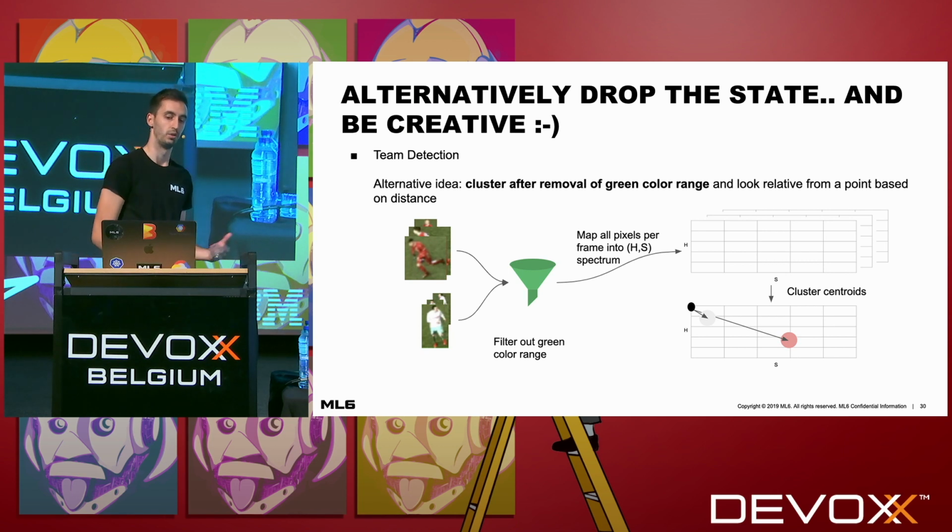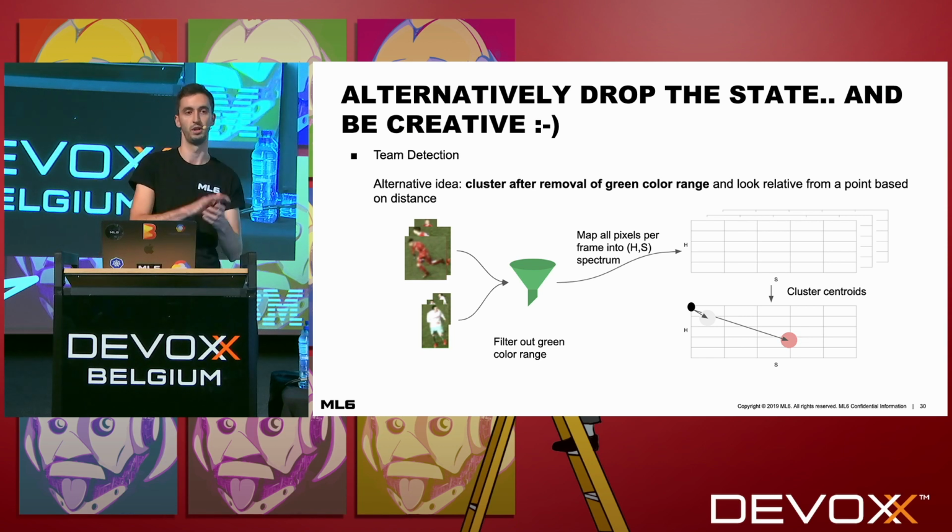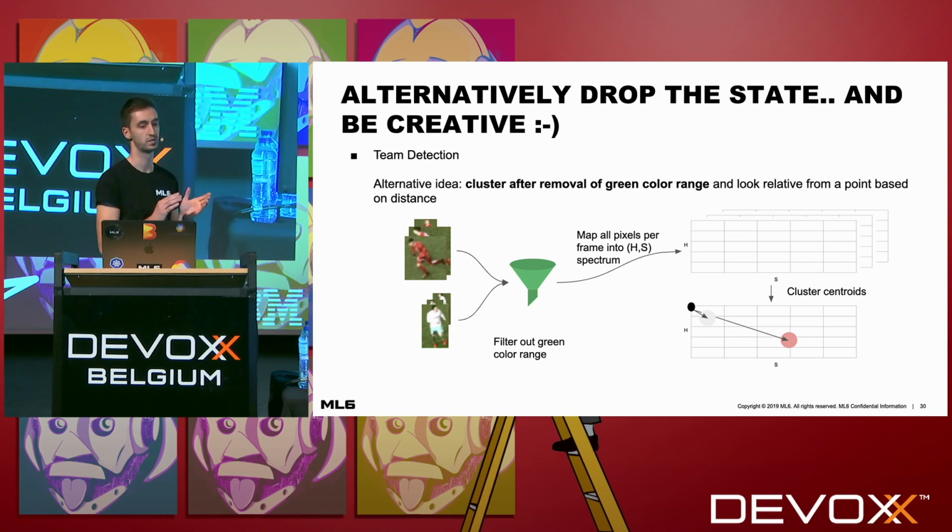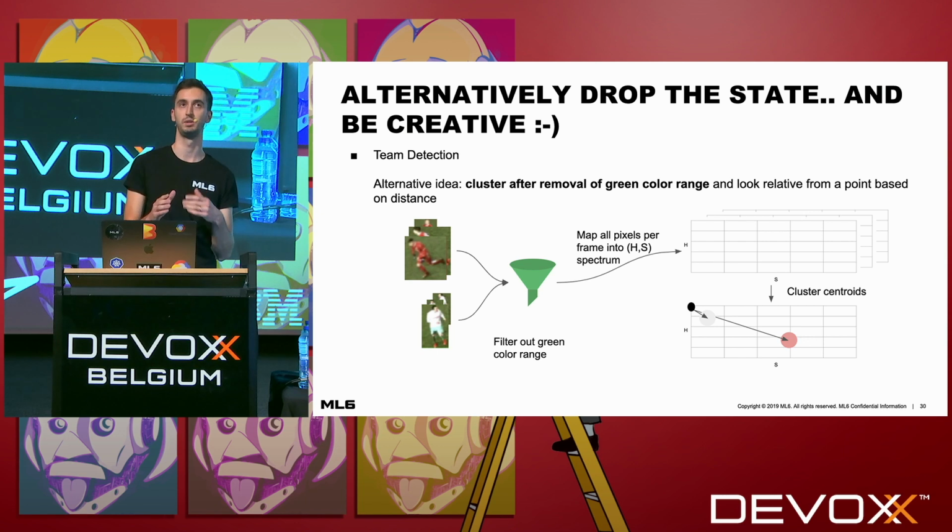So one alternative idea was to remove the green color range and cluster them in the HS spectrum, which is an alternative to the RGB spectrum, but it was doing a better job of differentiating colors. So basically, we filter the green color range out of the player boxes, and we map all of the pixels onto the HS spectrum, and then we can cluster. If we get those centroids, we can know to which teams they belong.